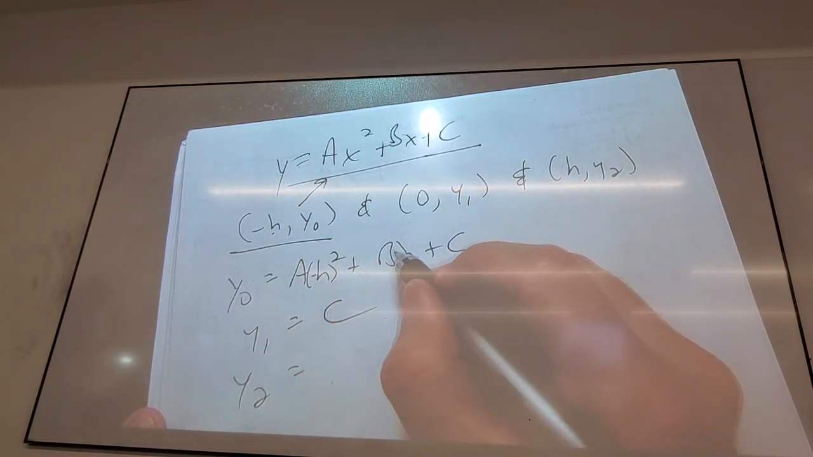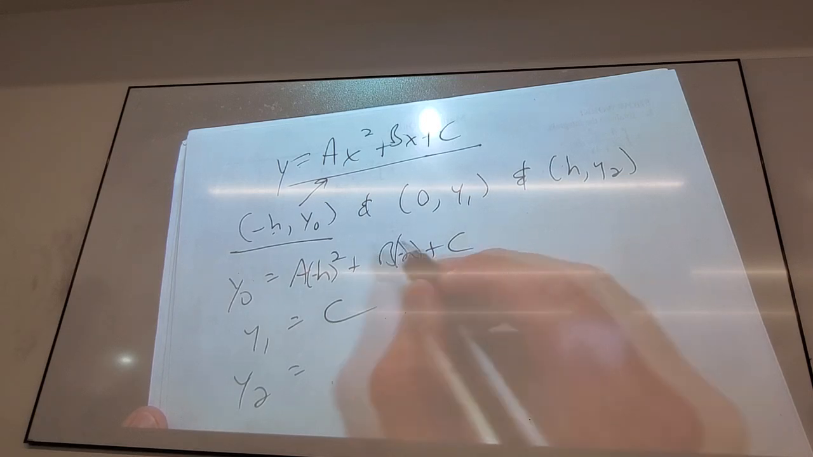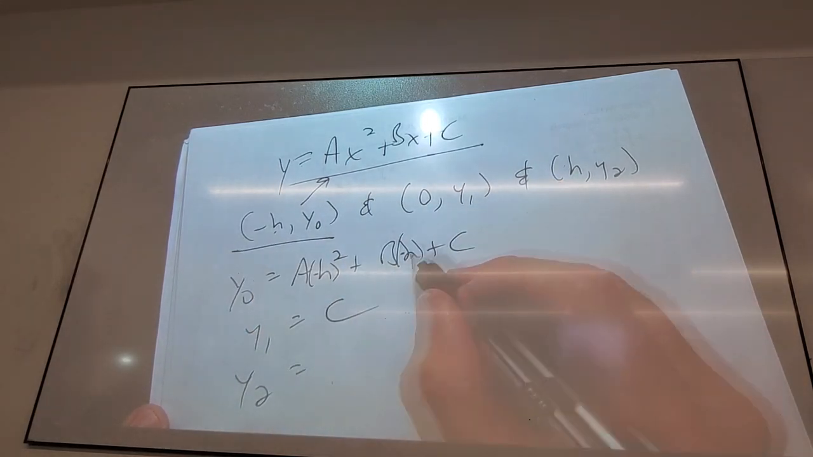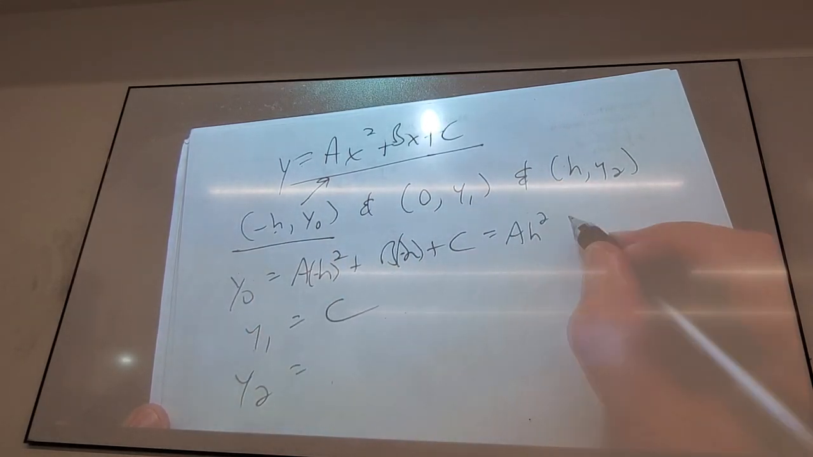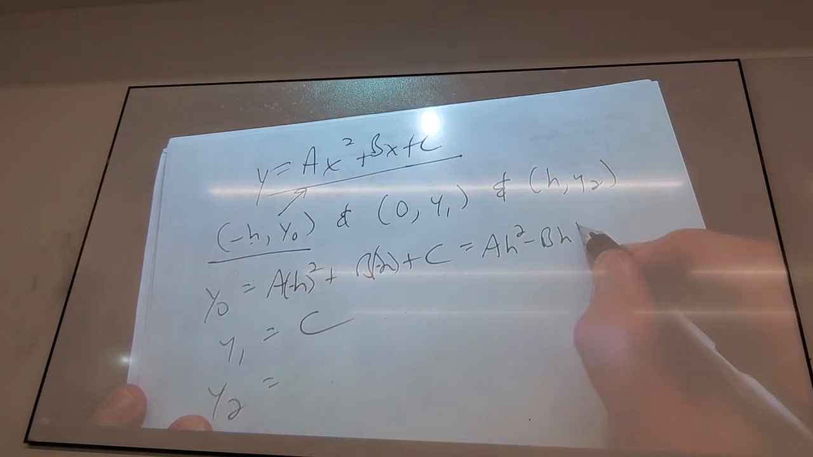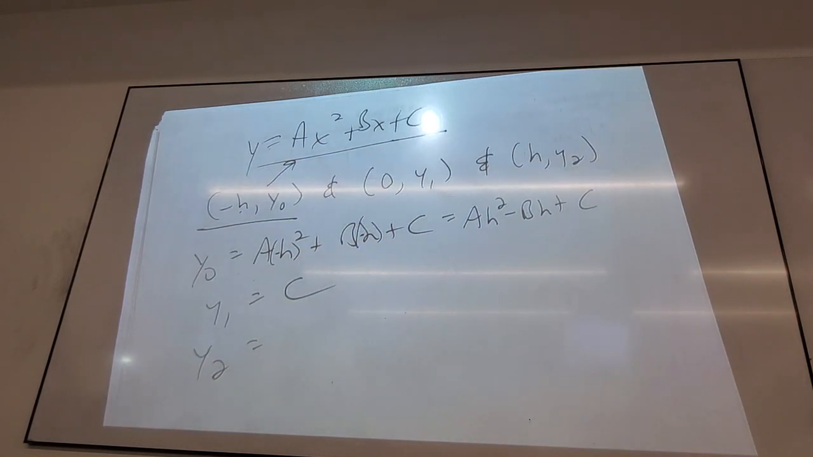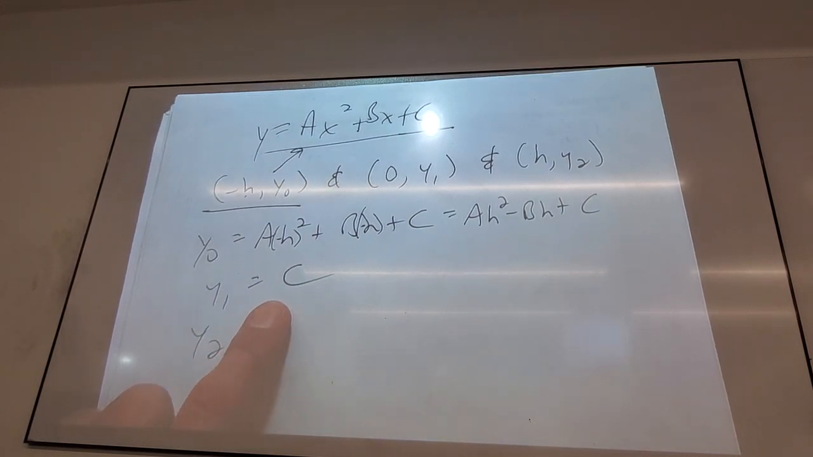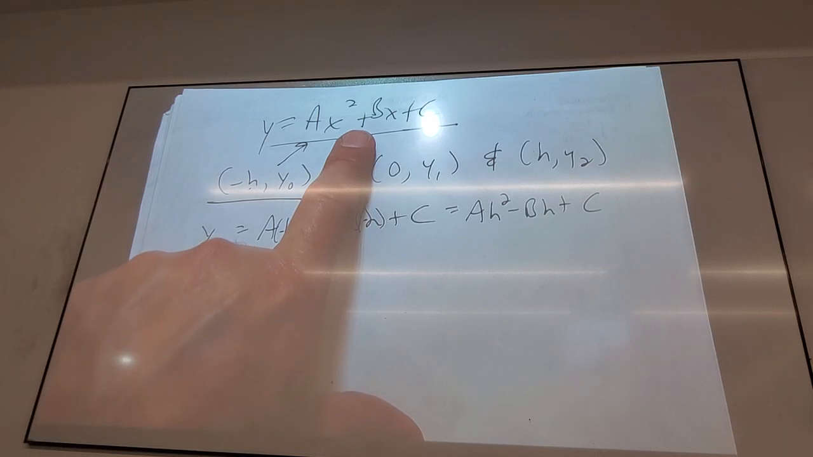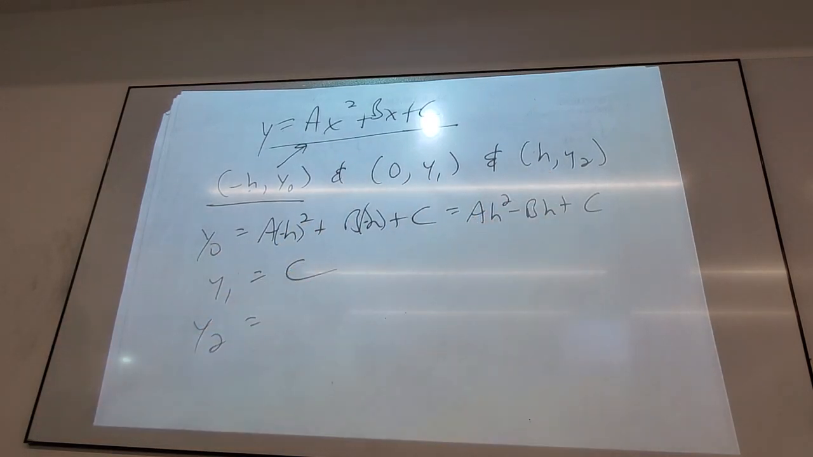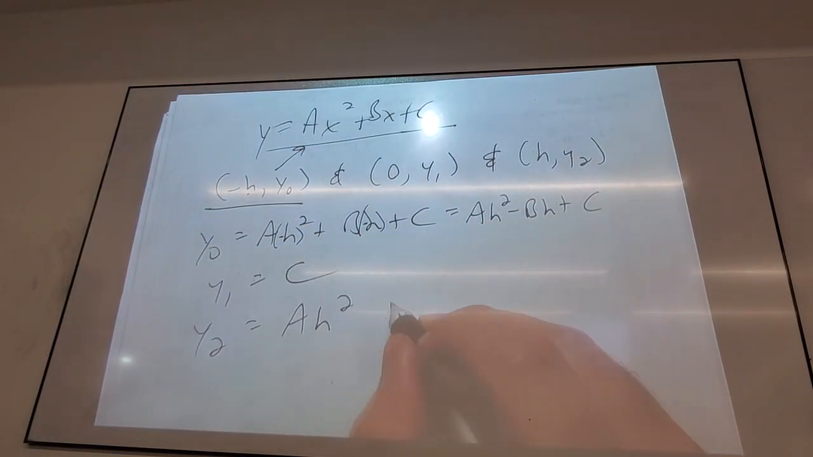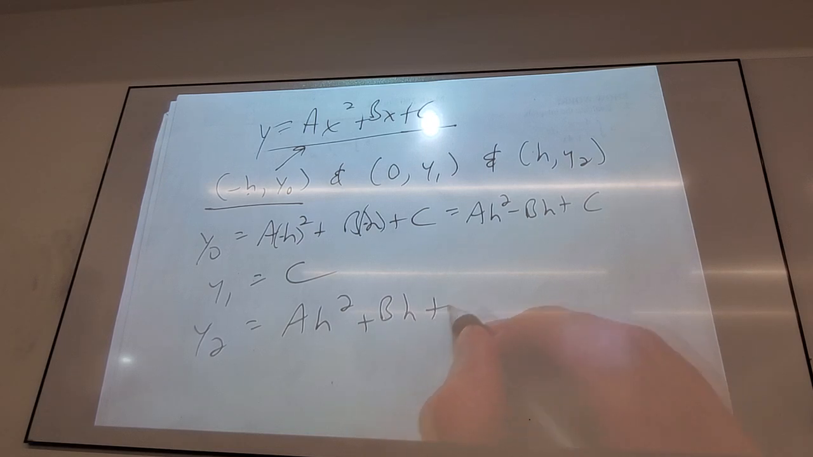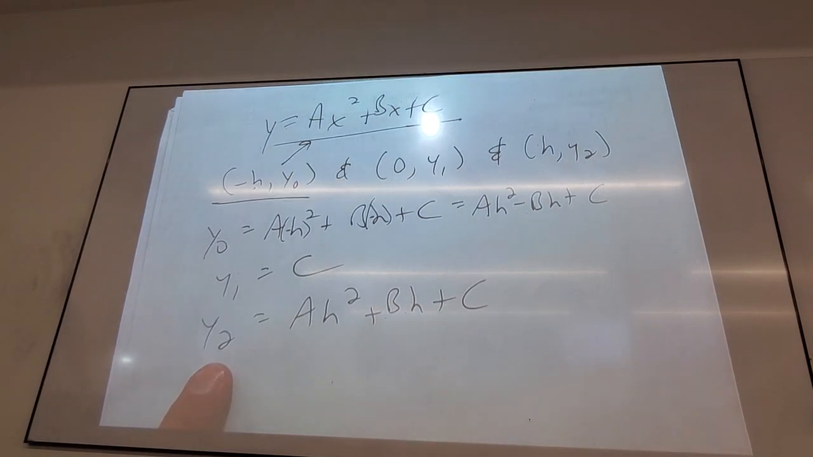Let me come back for a second. I'm getting too excited. Negative h, yes? So this would actually be ah squared minus bh plus c. Sorry, I'm getting loopy. Y1 is c, because when you plug a 0 in, that's what happens. Now I'm going to plug an h in, and I get ah squared plus bh plus c. And that's where I get y2 from.